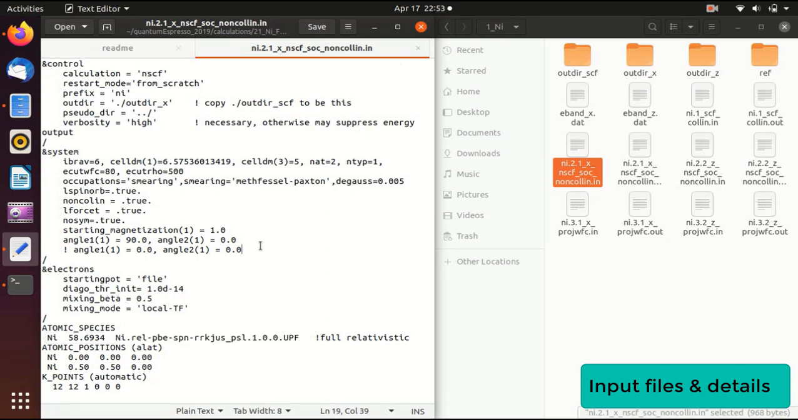So if you are familiar with VASP, probably you know that they recommend that you double the number of bands in the non-self-consistency calculation in this case. But in Quantum Espresso, it is automatically taken care of, so you don't need to do it.